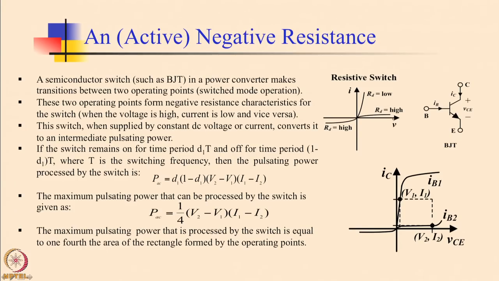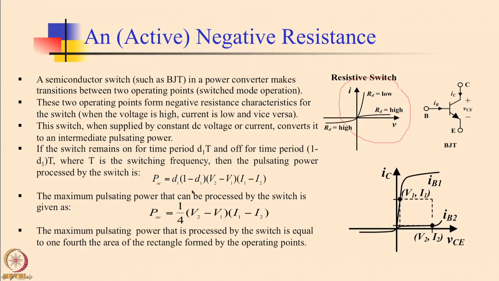So you can see here the characteristics of the switch that we have also seen in the previous slide. This is a switch, just as we talked about several switches which we will be placing at the intersection of the input and output lines in a switching matrix. This is that switch. Now it can be shown that if this resistive switch, realized through a bipolar junction transistor, is switching between two operating points, V1, I1 and V2, I2, the pulsating power which can be processed by this switch is given by this expression.